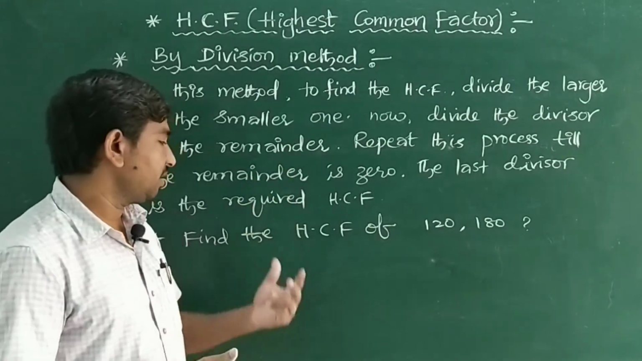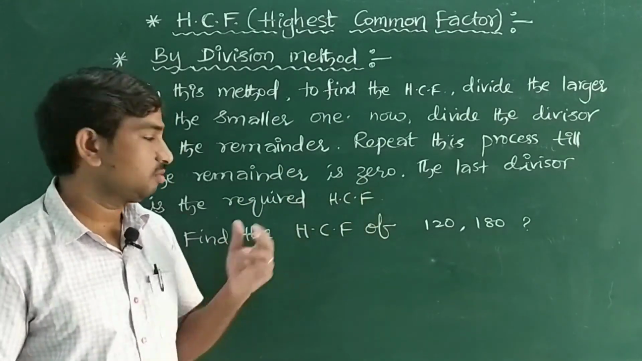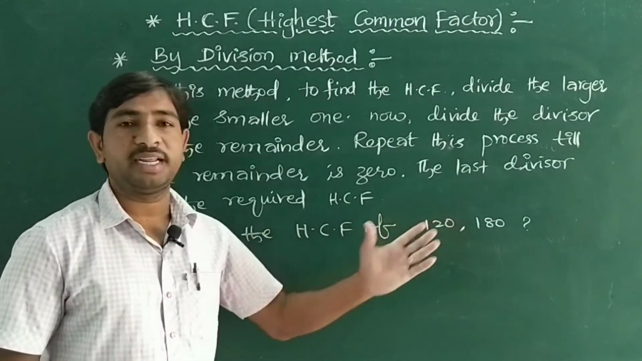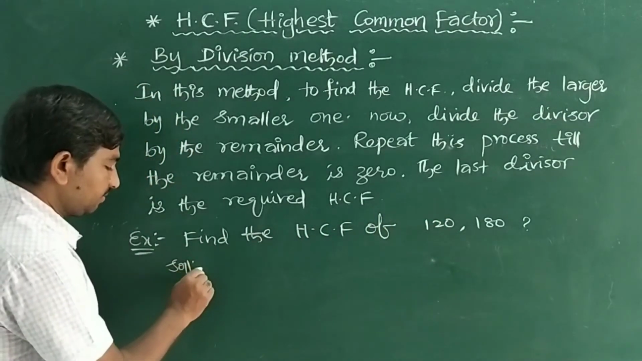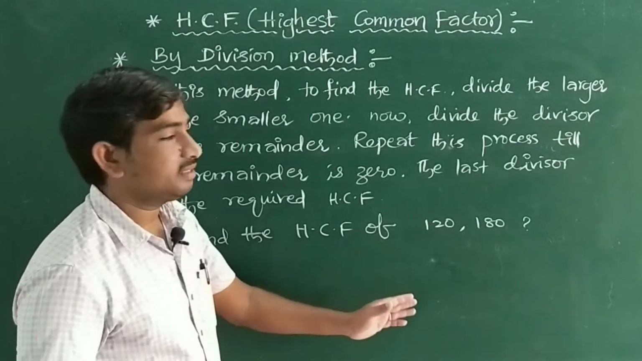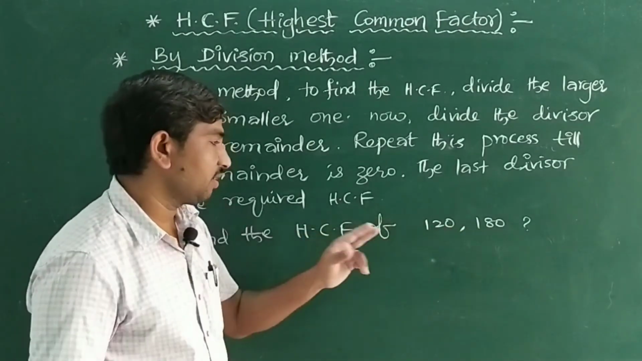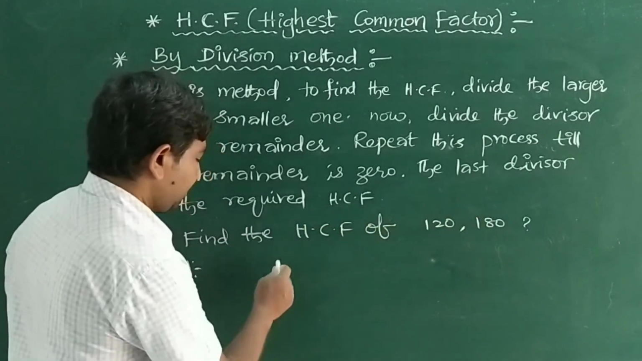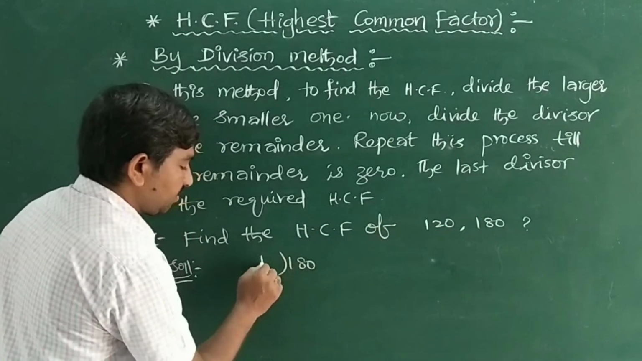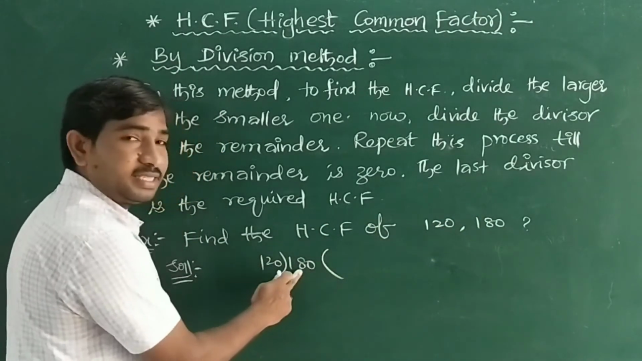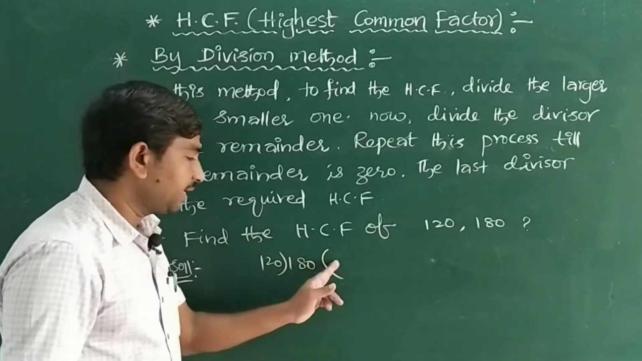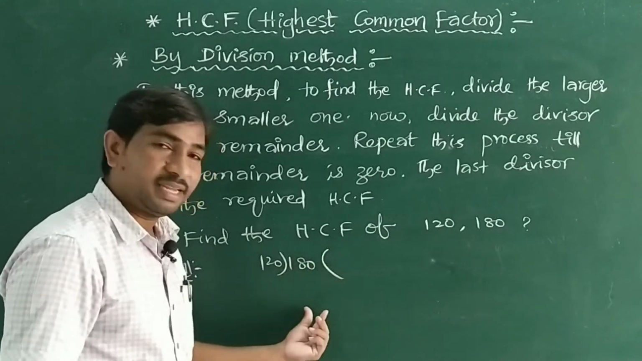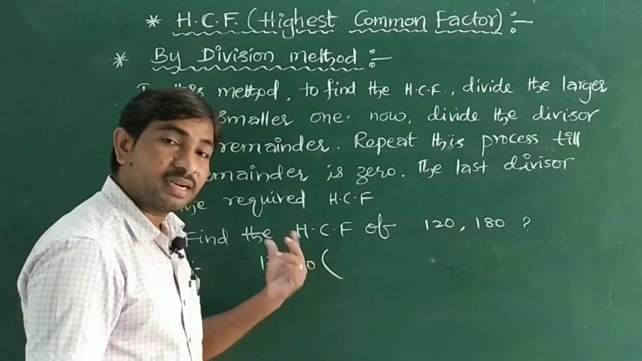I will explain by taking one example problem. Find the HCF of 120 and 180. How will it be? Very easy. First, as I said, divide the larger number by the smaller one. 180 is the larger number, so divide this 180 by the smaller number 120. This is called the dividend and this is called the divisor. Now what we get here is the quotient, and finally what we get is the remainder.